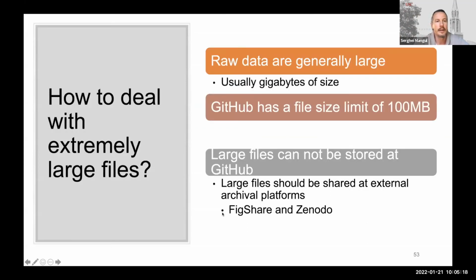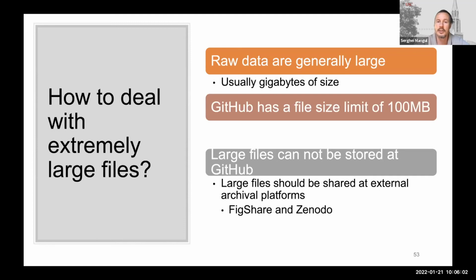Okay. Another question: how would we deal with extremely large files? Remember I said GitHub does not support extremely large files, but the raw data is generally large, gigabytes in size. If you have real data, meaning data coming from people, from individuals, from animals, whatever, you can share that on the SRA or GEO, right? Those repositories are interested in real data. However, if you have simulation data, or non-genomic data, SRA will not take it, so you need to store it somewhere.